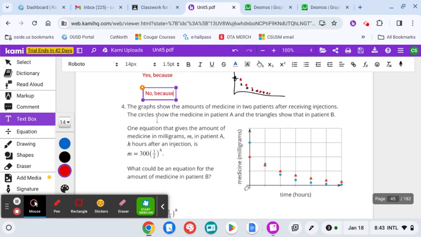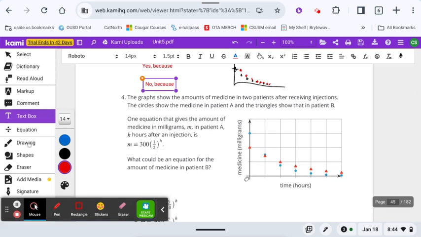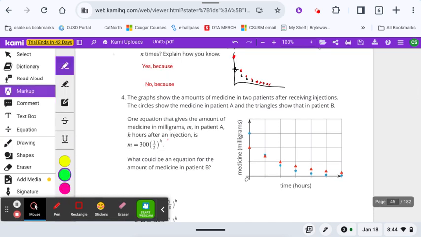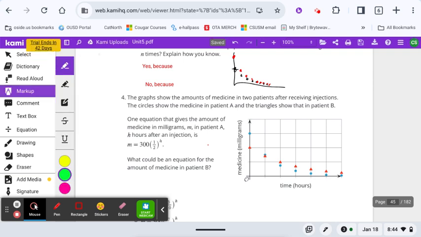Okay, the graphs show the amounts of medicine in two patients after receiving injections. Here in this graph, one equation that gives the amount of medicine in milligrams is given here. And so how can I tell which one this is? Well, here's 100, 200, 300. So this is going to be the blue one. Let me go ahead and change this color.